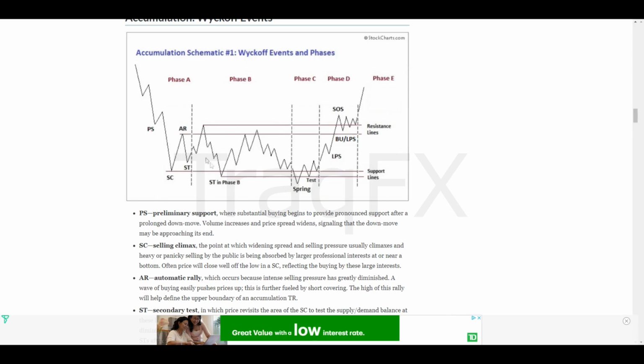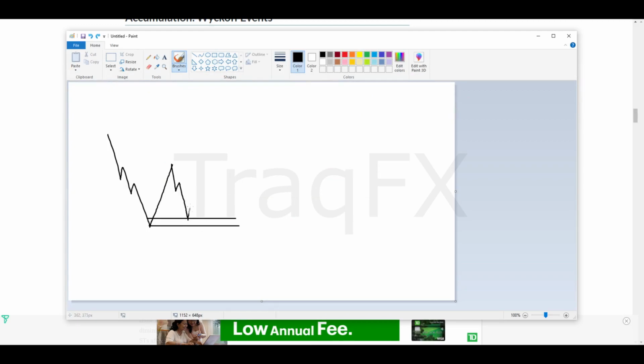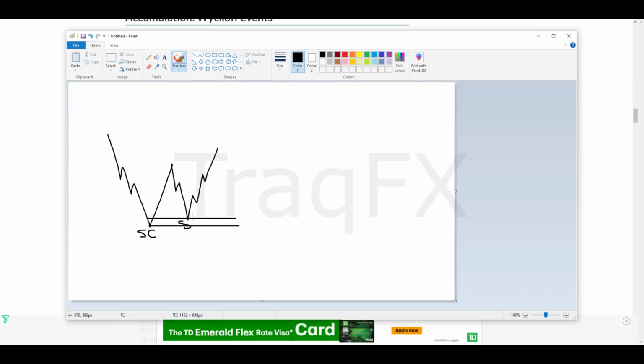Now phase B is basically the market just manipulating the selling climax and secondary test. So you see that after we have that secondary test, the market makes a move up. What we basically have now is our selling climax right here, and then we have our ST right over here.